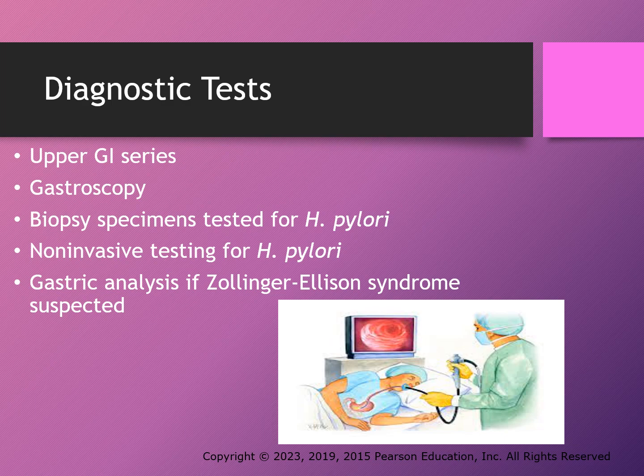Upper GI series, which uses barium as a contrast medium, can detect 80 to 90% of peptic ulcers via X-ray. Gastroscopy allows visualization of the esophageal, gastric, and duodenal mucosa and direct inspection of the ulcers. Tissue also can be obtained for a biopsy. Biopsy specimens obtained during a gastroscopy can be tested for the presence of H. pylori by several different methods.